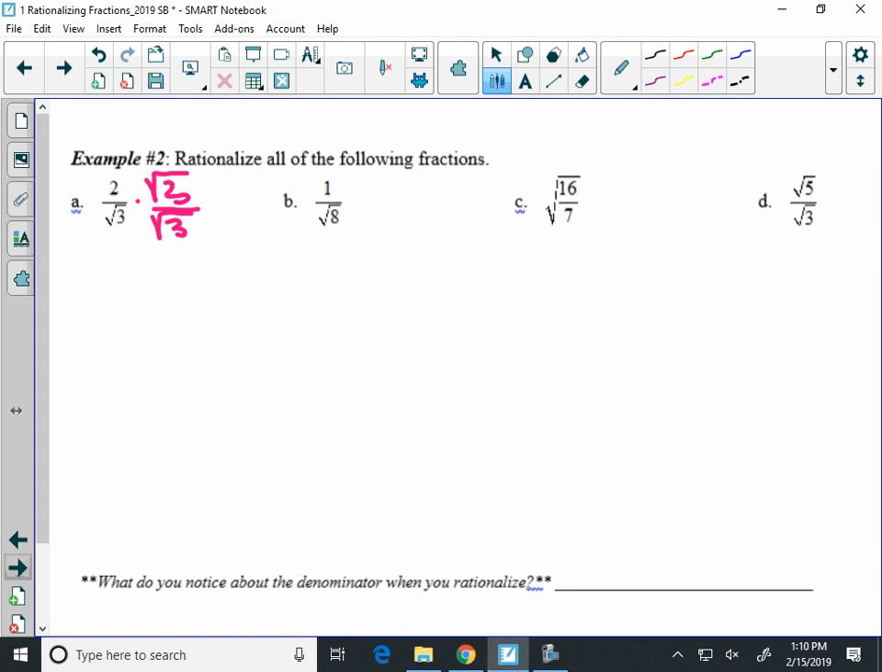Okay, guys, can we focus a little bit here? I know it's Friday. So we multiply straight across. And what does your numerator become when you multiply?